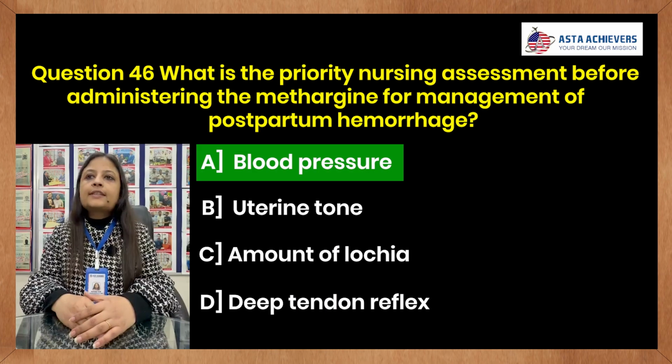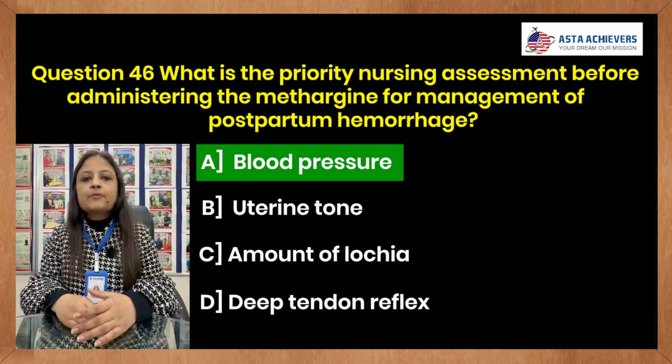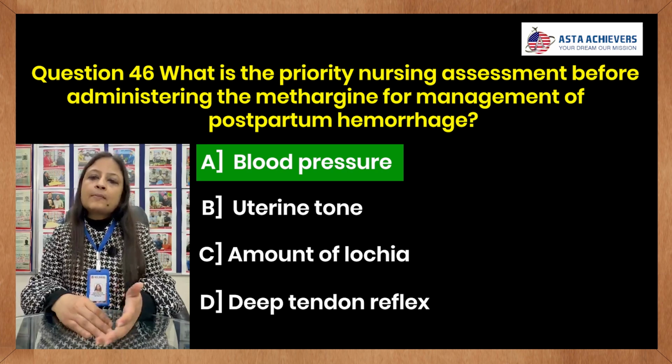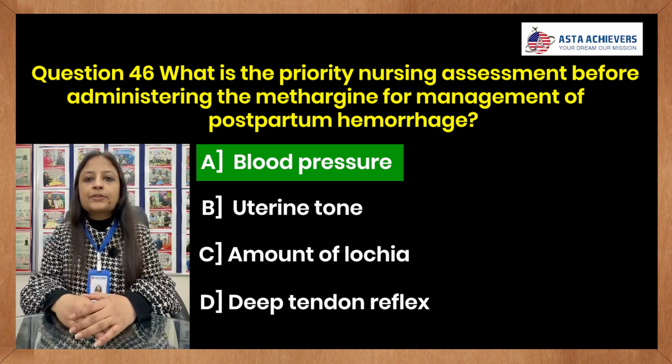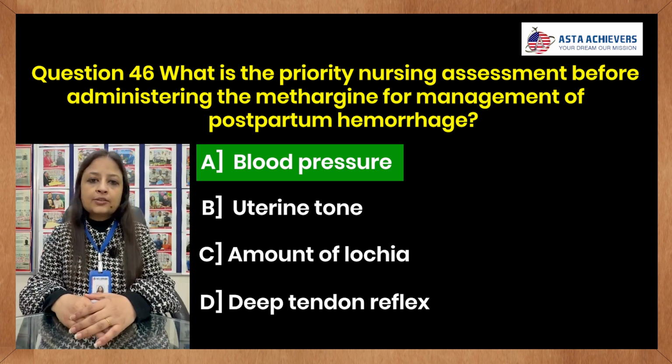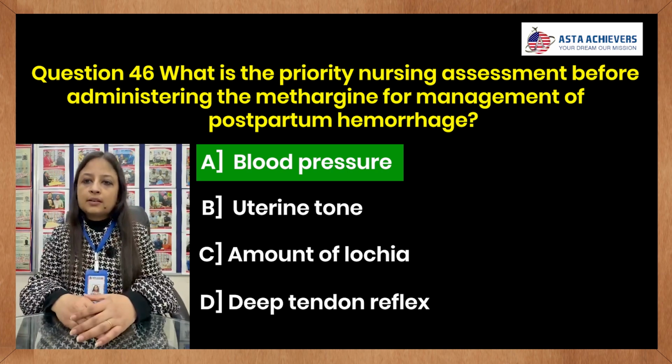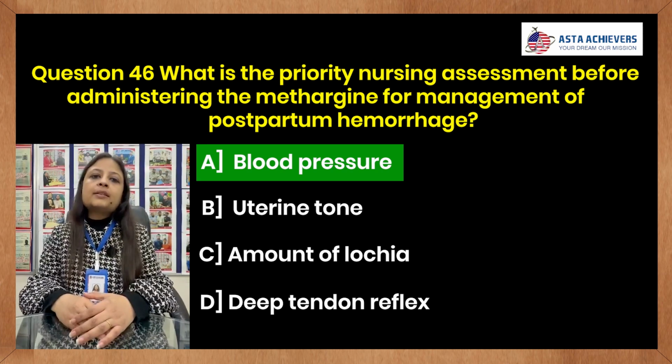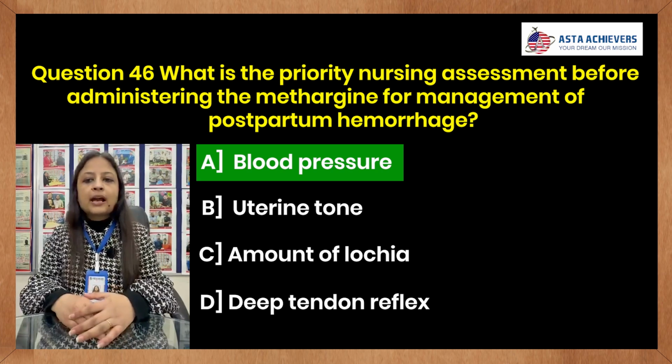Question number 46. What is the priority nursing assessment before administering methergine for management of postpartum hemorrhage? Option A, blood pressure. Option B, uterine tone. Option C, amount of lochia. And option D, deep tendon reflex. So option A, blood pressure, is the correct answer. In addition to that, other contraindications for this medication are preeclampsia, coronary artery disease and sepsis.